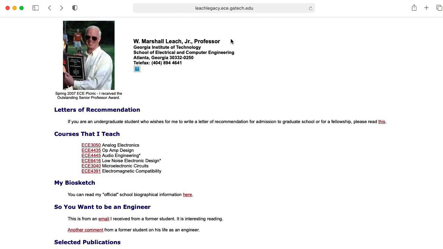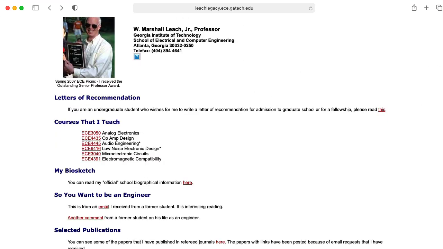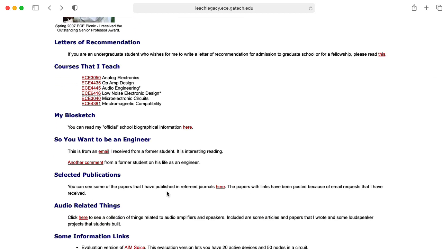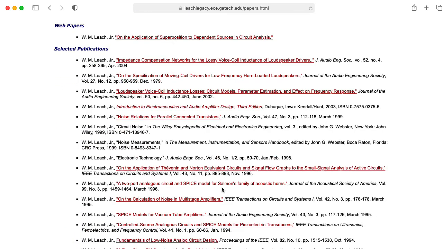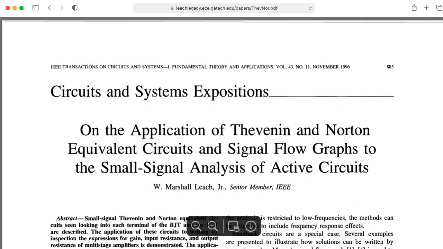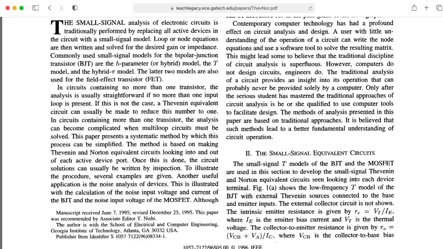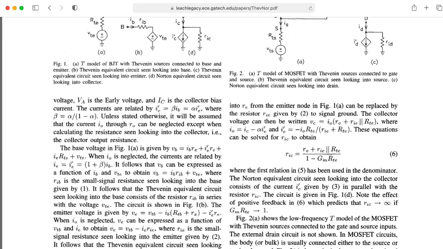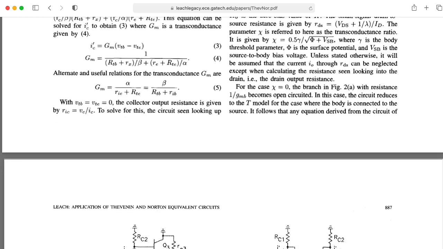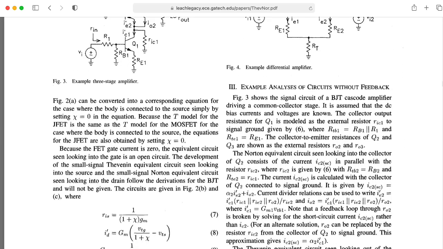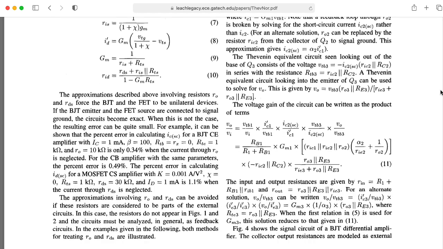The last thing I'll mention here is that if you go to Marshall's main website and scroll down a little bit, you'll see this link for selected publications. And one of the publications here is called On the Application of Thevenin and Norton Equivalent Circuits and Signal Flow Graphs to the Small Signal Analysis of Active Circuits. And this is the place in IEEE Transactions on Circuits and Systems where he published this particular approach to analyzing small signal circuits using Norton and Thevenin equivalents. So you don't have to read this paper, but it is pretty awesome, and it's here if you're interested.